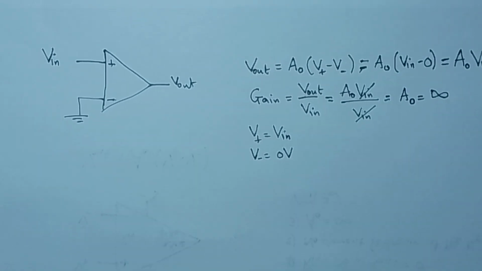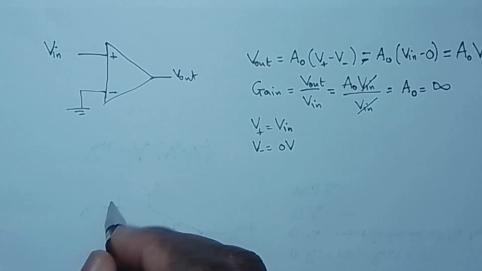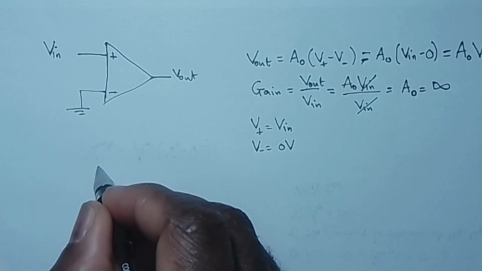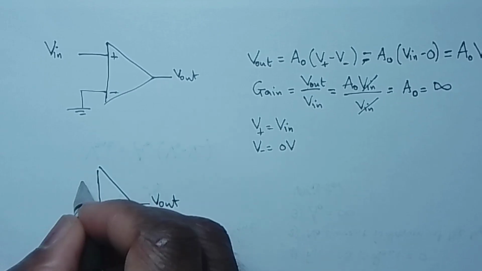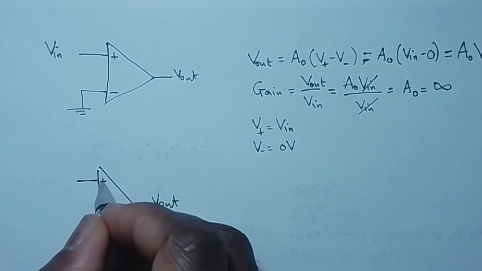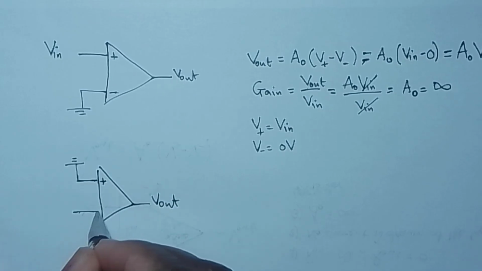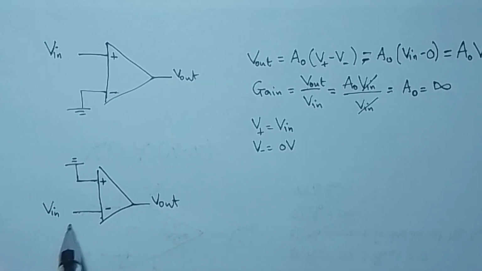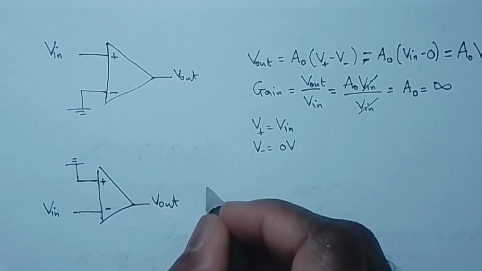Alright, let's try the same exercise, but this time let's connect the V plus to the ground and connect the input voltage to the V minus. So V in this time is connected to the V minus. And we are asked to calculate the gain again.